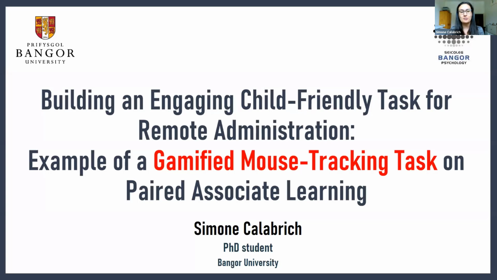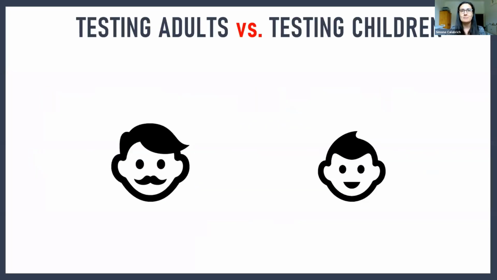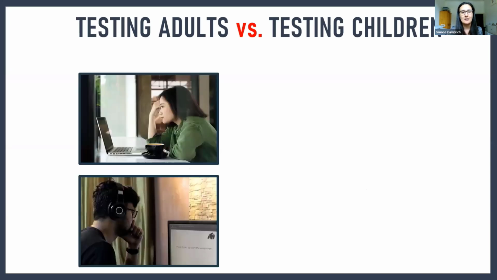And today I'll show you some of the things that we did to make our online experiments on paired associate learning more engaging and child-friendly as well. Needless to say, children and adults are two completely different populations. So the way children engage with experiments and online testing is completely different from adults in many different aspects.